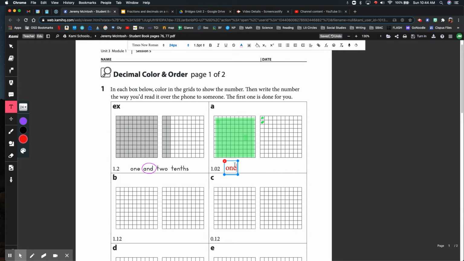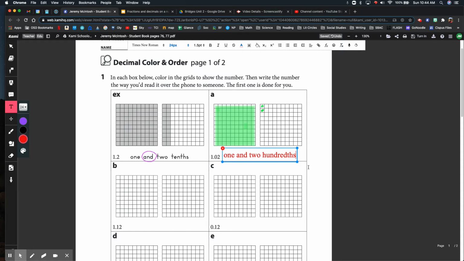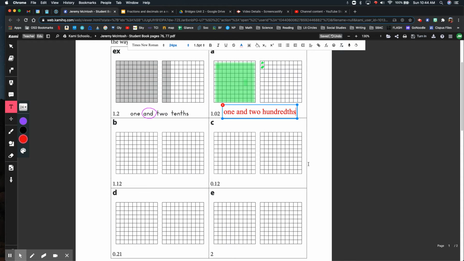So we're going to say 1 because there's one whole, and 2 hundredths. Whoops, hundredths. 1 and 2 hundredths. That's how we would write this number here. So it looks like one whole and then 2 little hundredths, and then we would write that as 1 and 2 hundredths. Okay, let me do one more and then I'll let you go ahead.